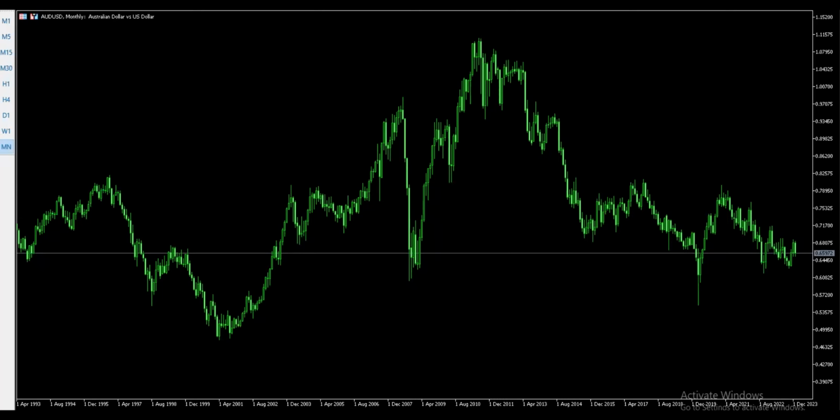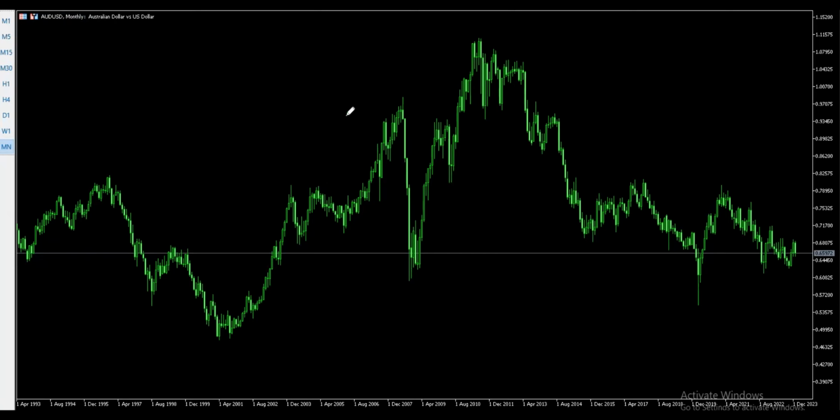So first of all, we're going to go to the monthly time frame. This is the monthly time frame for AUD USD. As you can see, AUD USD. We are in the monthly time frame.